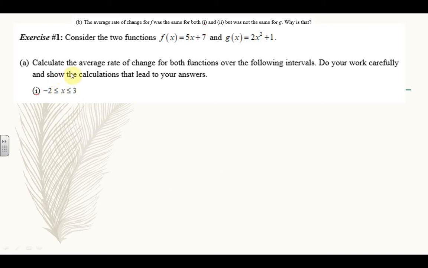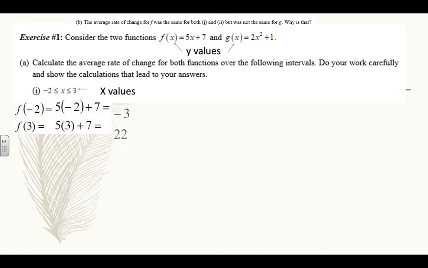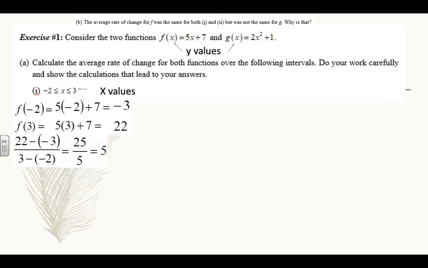Okay, so here, this is important. Negative 2 and 3, that's what you're substituting into the function in order to get your average rate of change. Those are your x values. You've got to plug them in to get your y values. So if you do f of negative 2 and f of 3, you get the following numbers, negative 3 and 22. So now we have our y's and we have our x's. So we're going to do the slope formula with those y's and those x's. It's that easy. You do it, you simplify.